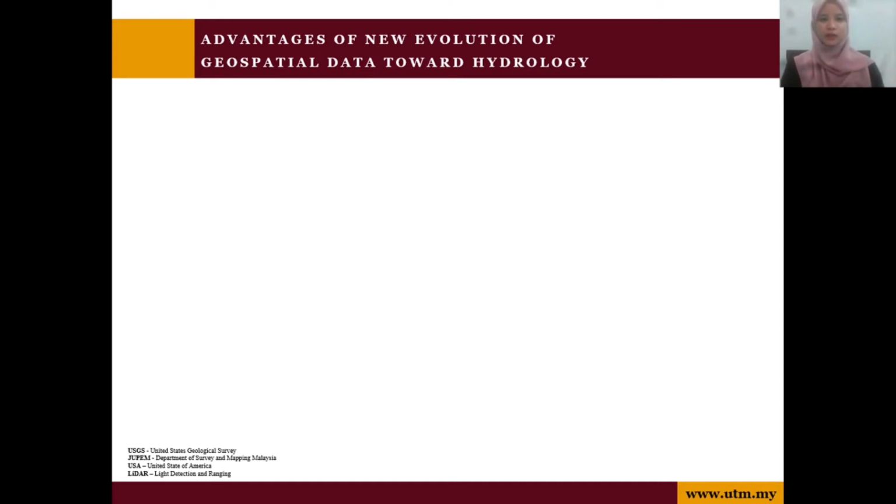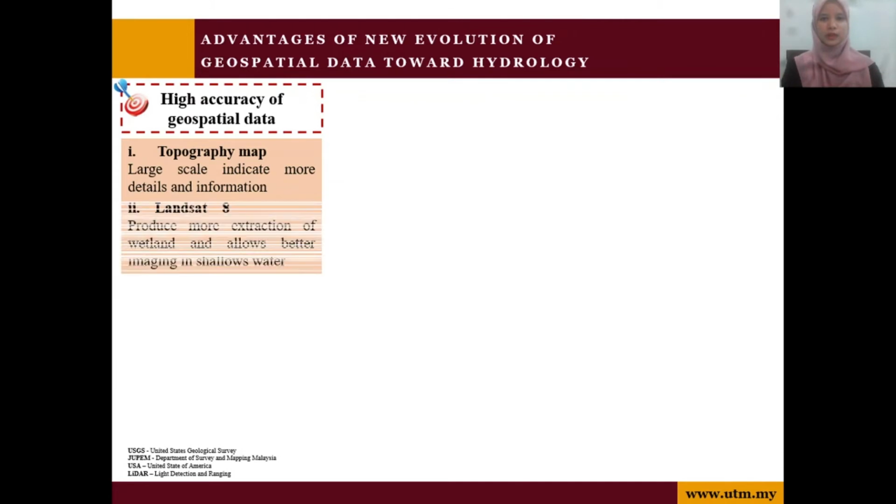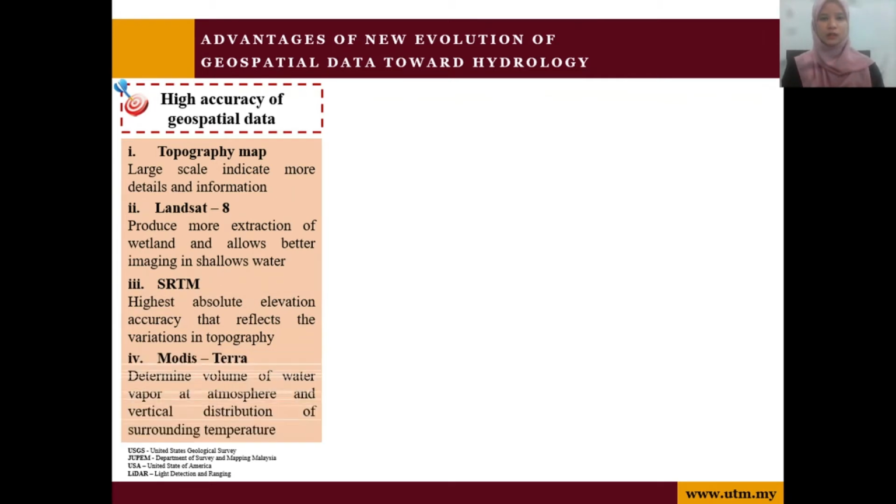Advantage of the new evolution of geospatial data toward hydrology. There are three advantages of using geospatial data toward hydrology. The first one is that it provides high accuracy of geospatial data. For instance, topography maps provide large scale that indicates more details and information to the user. Landsat 8 satellite produces more extraction of wetland and allows better imaging in shallow water. SRTM provides the highest absolute elevation accuracy that reflects the variation in topography. And lastly, MODIS Terra determines the volume of water vapor in the atmosphere and the vertical distribution of surrounding temperature.